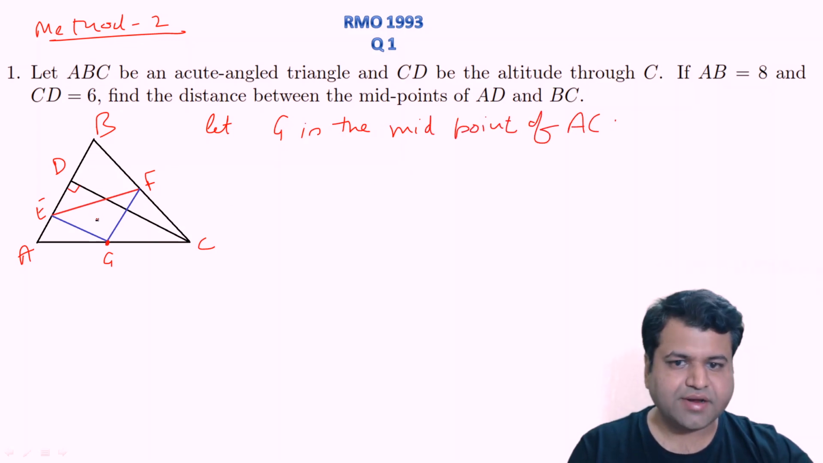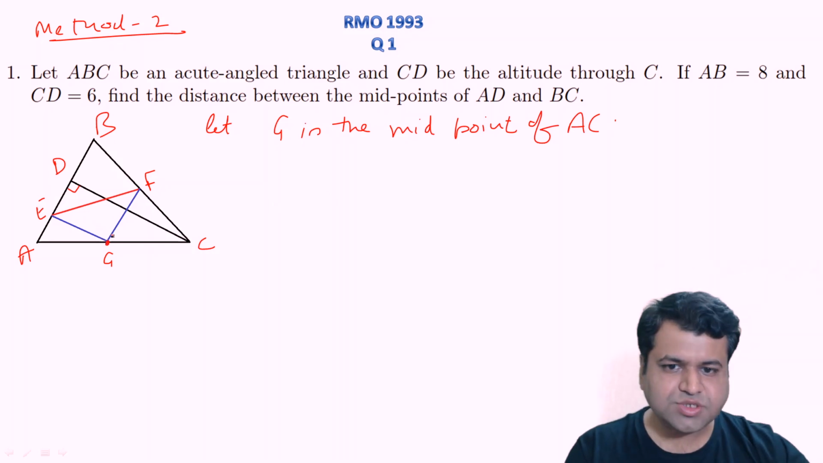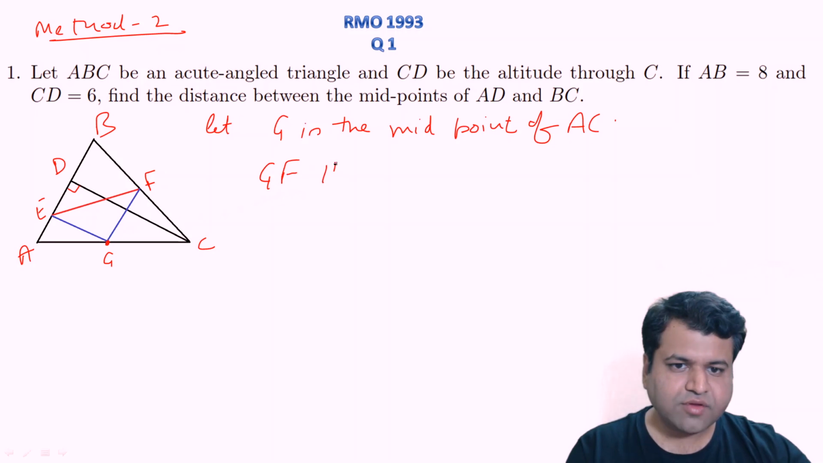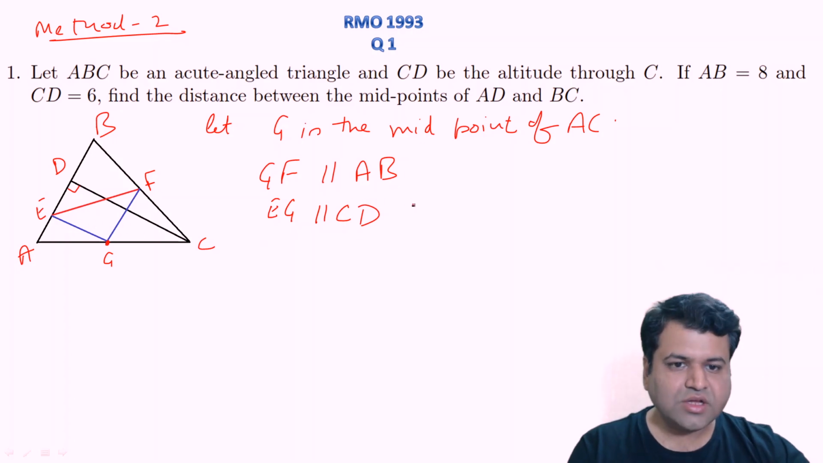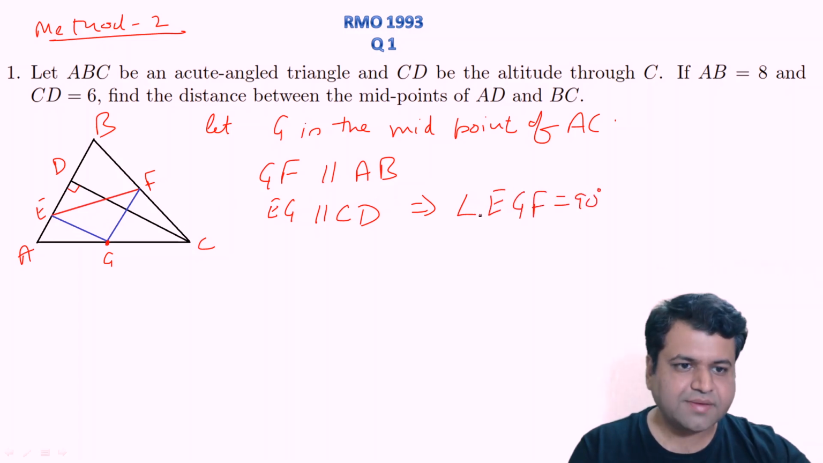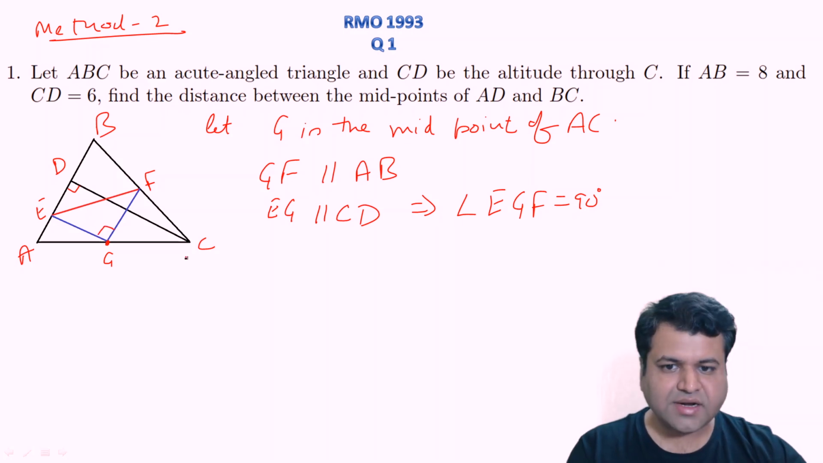So clearly you can say that GF will be parallel to AB, because G and F are both the midpoints, right? And similarly we can say that EG will be parallel to CD, because E and G both are midpoints of the triangle ACD. So this will imply what? Angle EGF will be 90 degrees, right? So this angle is 90 degrees.